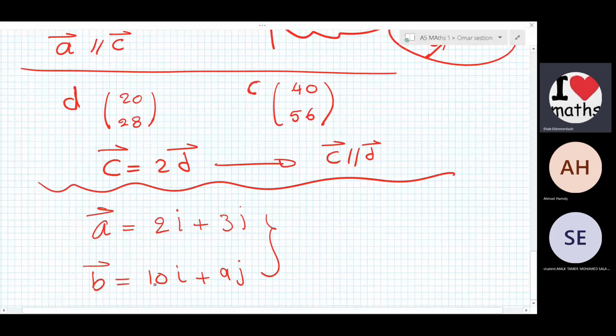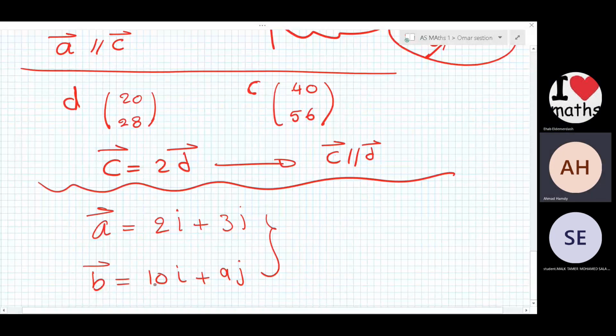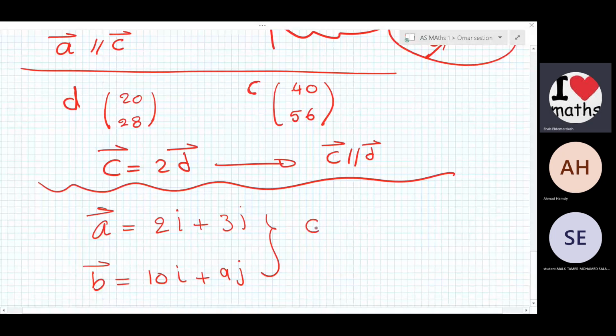Am I clear so far, Nour? If we put, let me say, the vector C, and I write vector C as follows: 20i and 3j. So what can you say about these two vectors? They are parallel. Why are both of them parallel? One of them is a multiple of the other. Am I clear on that?